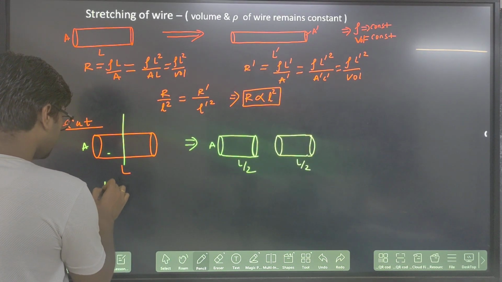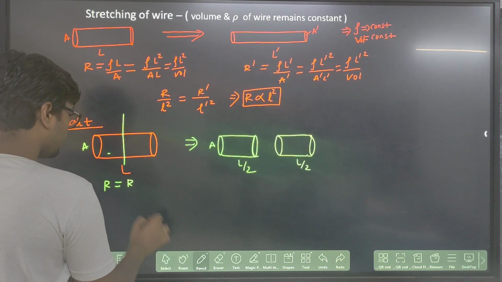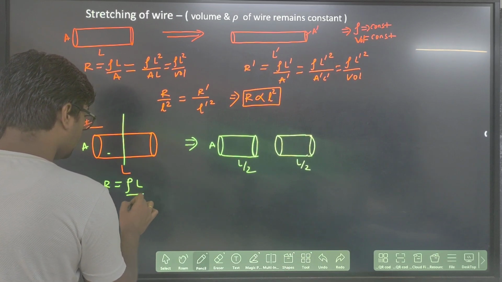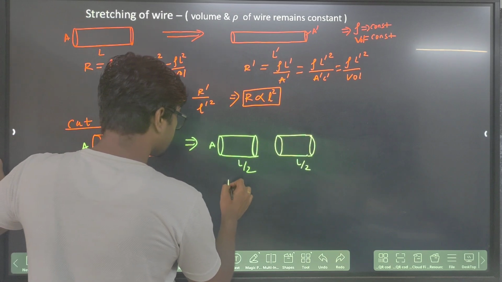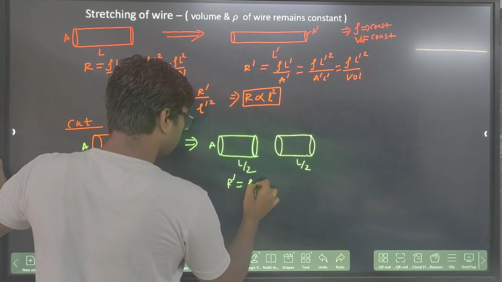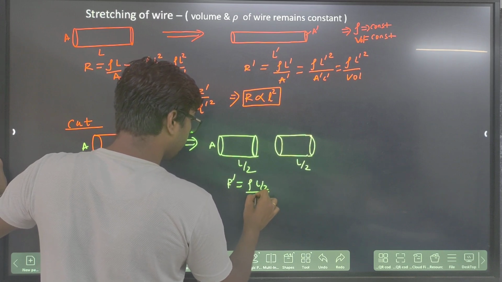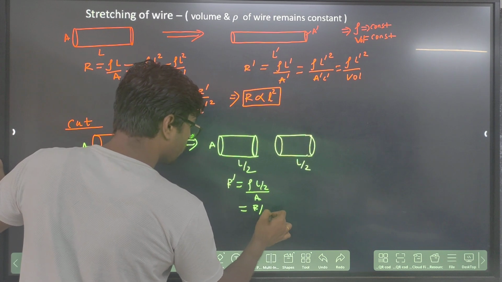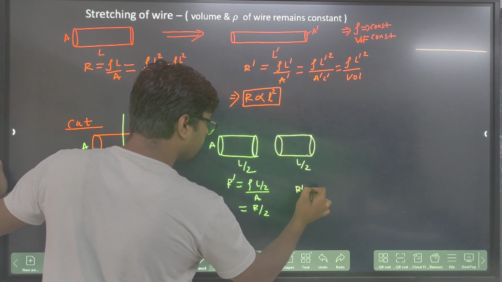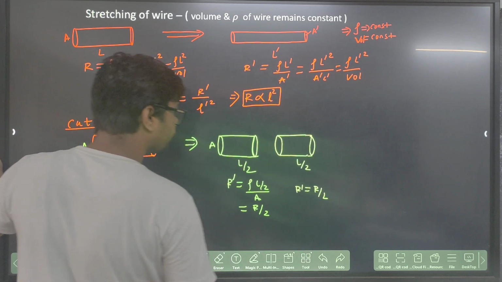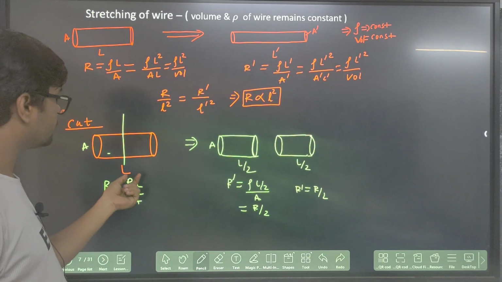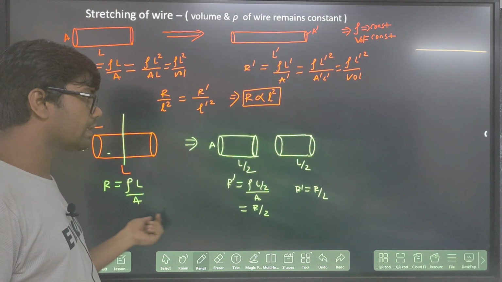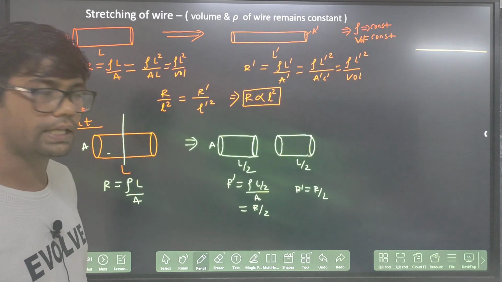So here you can say that resistance equal to rho L by A. Here the new resistance will be R dash equal to rho L by 2 divided by A, so that can be written as R divided by 2. Similarly, this R dash can be written as R by 2. So if the length is decreasing, the resistance of the conductor also decreases.